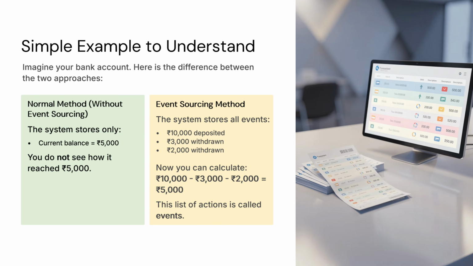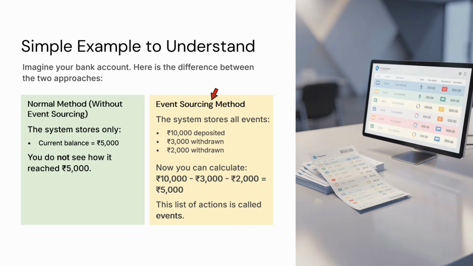Now we will see a simple example to understand. Imagine your bank account. In the normal method, which is without event sourcing, the system stores only the current balance, 5000 rupees. You cannot see how the balance reached 5000 rupees. In the event sourcing method, the system stores all events: 10,000 rupees deposited, 3,000 rupees withdrawn, 2,000 rupees withdrawn. Now you can calculate 10,000 minus 3,000 minus 2,000 equals 5,000 rupees.